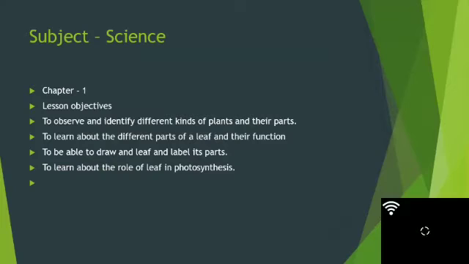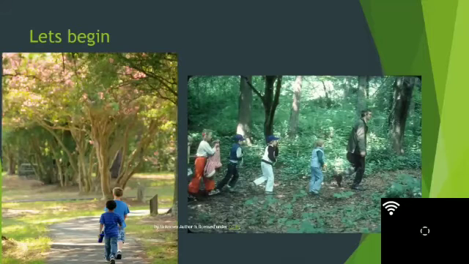So today we are going to learn Science subject, Chapter 1, with lesson objectives: to observe and identify different kinds of plants and their parts, to learn about the different parts of a leaf and their function, and to be able to draw a leaf and label its parts.